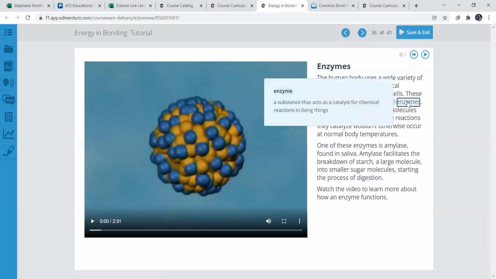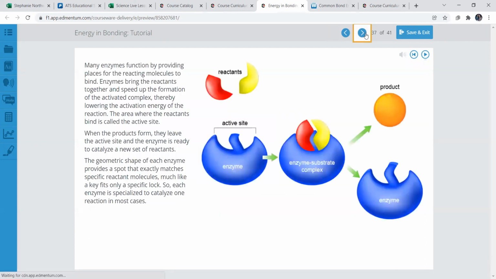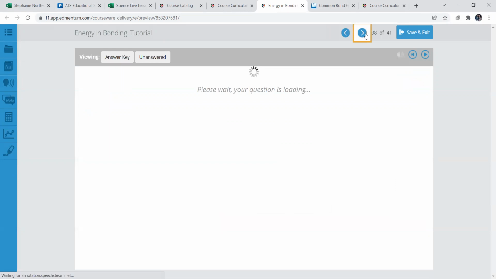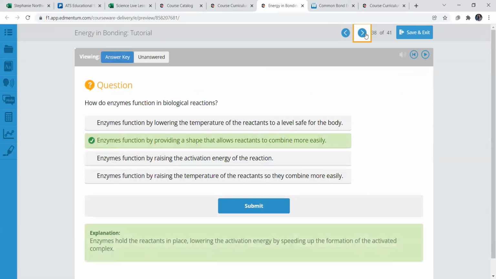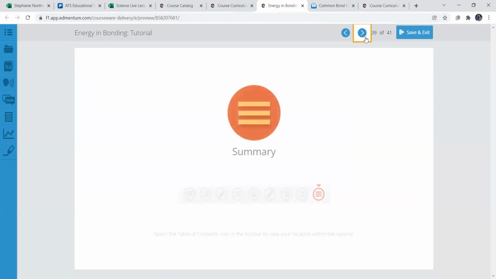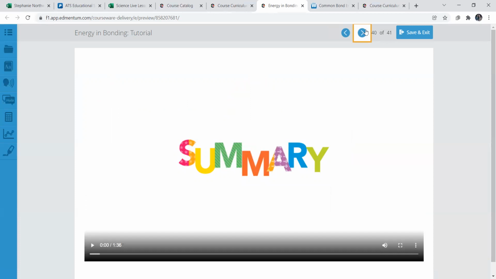Enzymes, substance that acts as a catalyst for chemical reactions in living things. Okay, so how do enzymes function in biological reactions? Well, enzymes function by providing a shape that allows reactants to combine more easily. So enzymes hold reactants in place, lowering the activation energy by speeding up the formation of the activated complex. Hopefully that clears everything up for you.